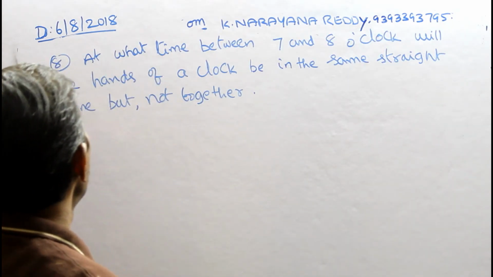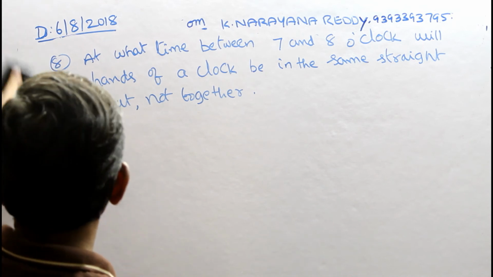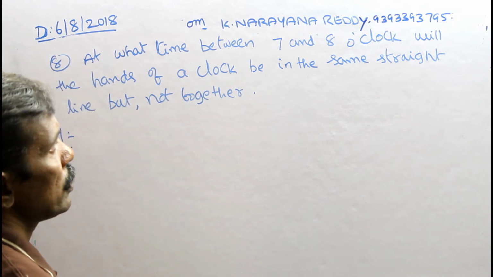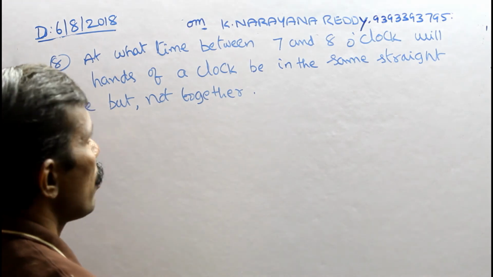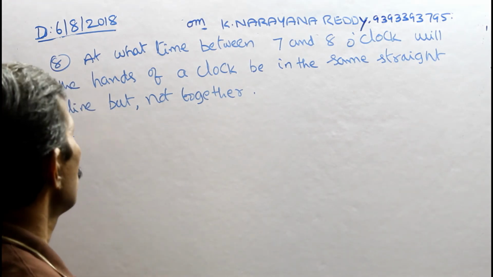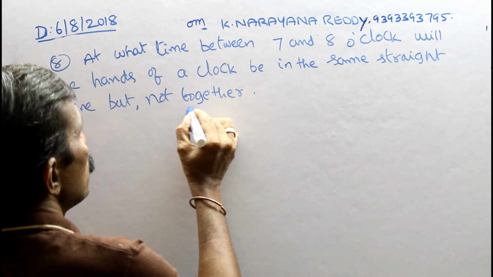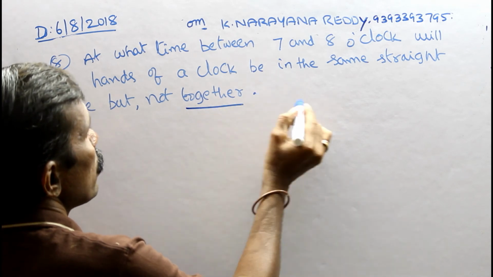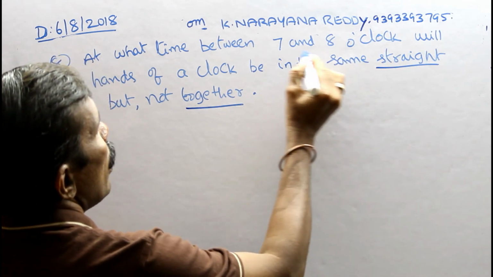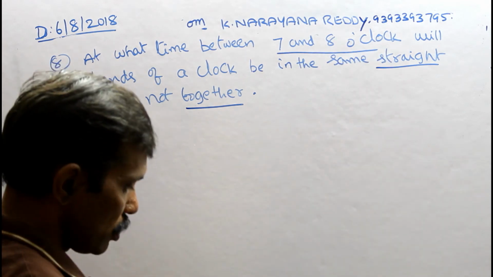Here, at what time between 7 and 8 o'clock will the hands of a clock be in the same straight line but not together? So, in the same straight line but not together, between 7 and 8 o'clock. That you have to find out.